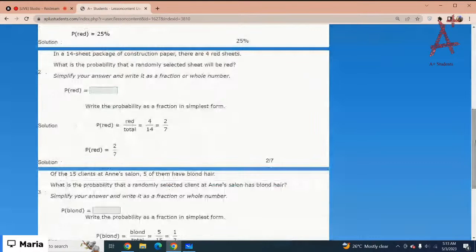Okay, in a 14 sheet package of construction paper, there are four red sheets. You need to calculate the probability of red. So the total sheets are 14. Out of 14, 4 are red. So it would be 4 over 14. So then the probability of getting red is 2 by 7.